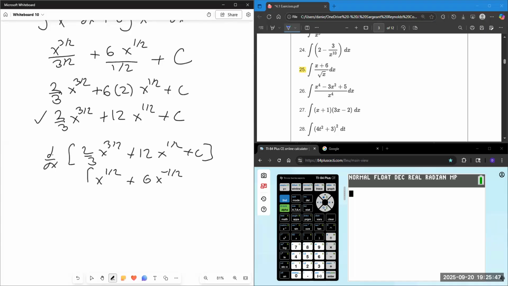And here's where I want to multiply by x to the 1/2 over x to the 1/2 to get it back in the original form. That's x plus 6 over x to the 1/2 plus c. Oh, nope, I differentiated that away, so it is x plus 6 over the square root of x. There we go.